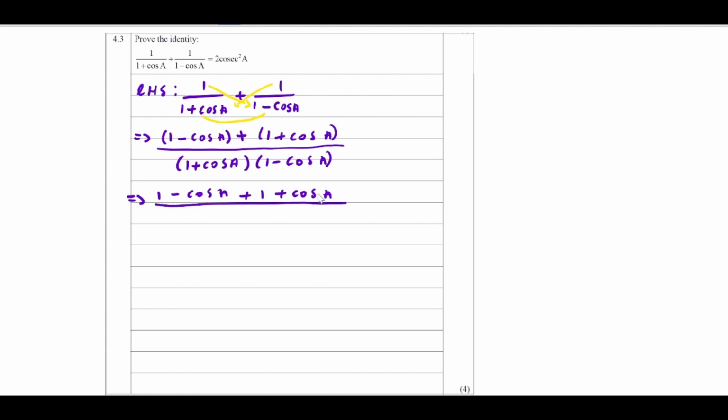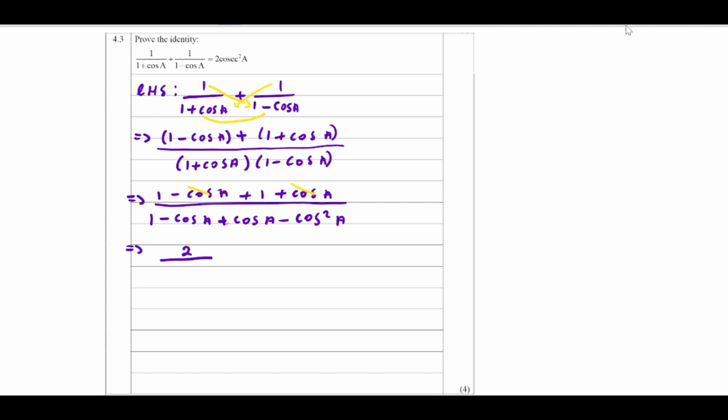All of that is divided by, in the denominator, also multiply. You're going to have 1 multiplied by 1 is 1. Then 1 multiplied by negative cos is going to be negative cos A. Cos A multiplied by 1 is going to be positive cos A. And then negative times positive is going to be negative. And then cos multiplied by cos is going to give us cos squared of A. Now you will notice that this one and this one, they give us 0. And then in the numerator, you are left with 1 plus 1, which is 2.